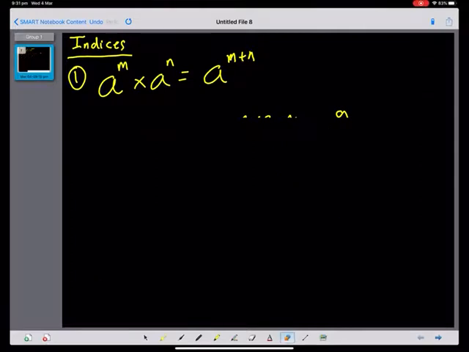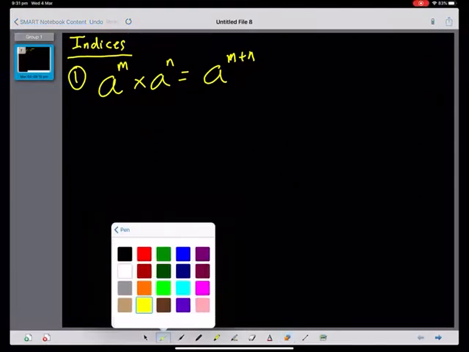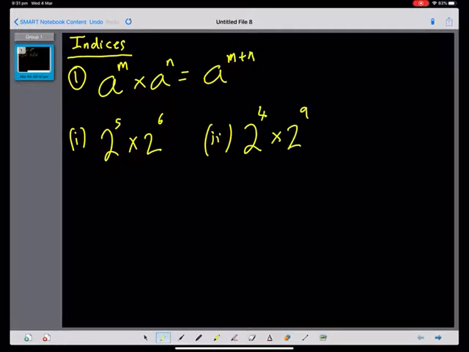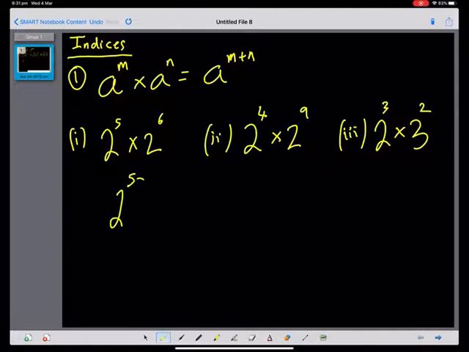Okay, so let's have a look at 3 numerical examples, then we'll do an algebraic one. So let's do 2 to the 5 times 2 to the 6. Let's do 2 to the 4 multiplied by 2 to the 9. Let's do 2 cubed multiplied by 3 squared. Okay, so we can add the powers. 5 plus 6 to give 2 to the 11. Here we can do 4 plus 9 to give 2 to the 13.